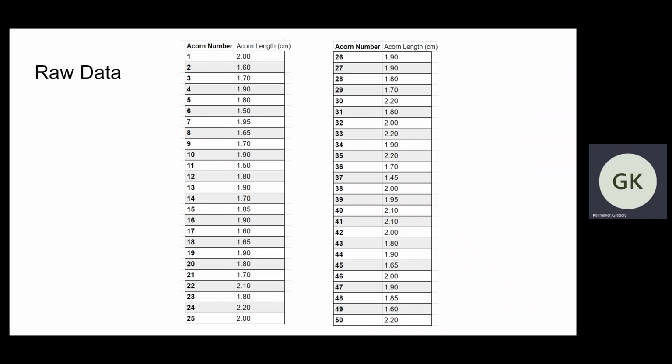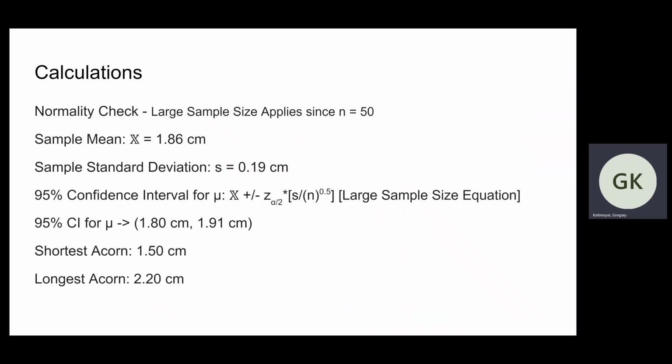Raw data is here. Point number 11 should be the shortest one at 1.5 centimeters. And there's a few at the longest length, which would be 2.2 centimeters, such as number 24 and number 50.